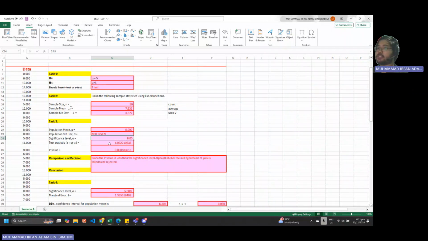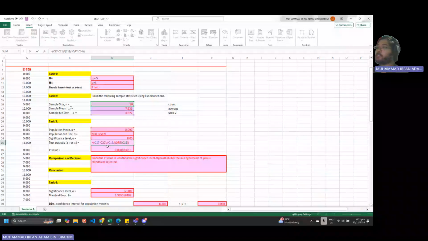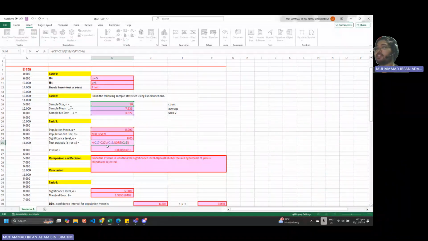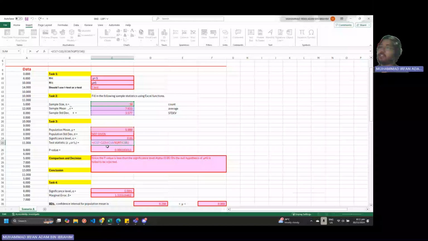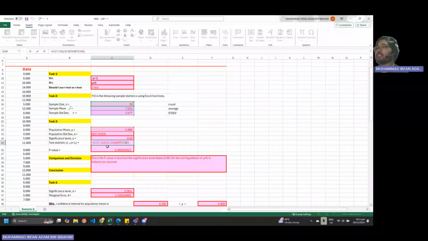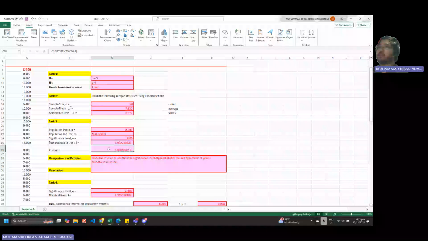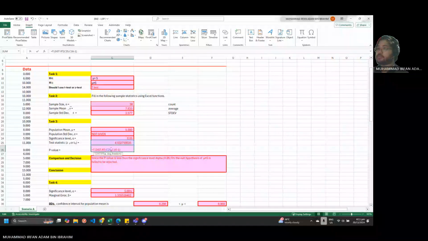And the test statistic will be our sample mean minus our population mean, divided by our sample standard deviation over the square root of our sample size, which gets us 4.0327.